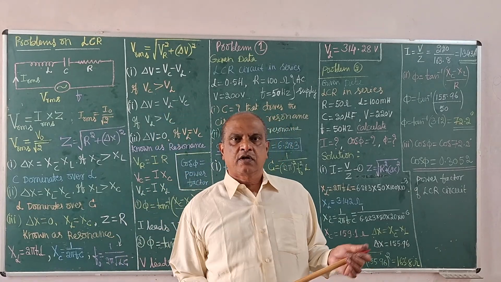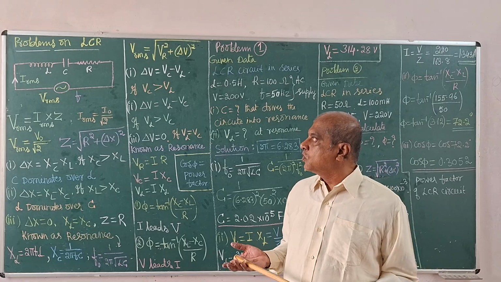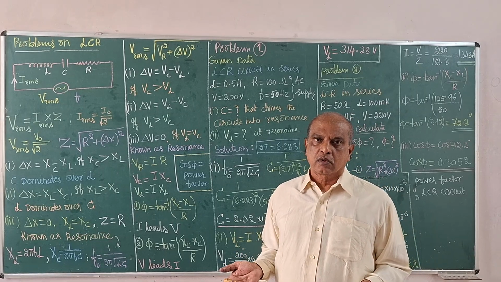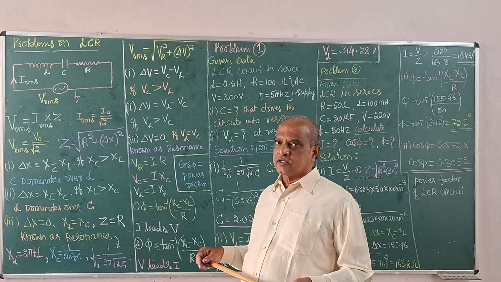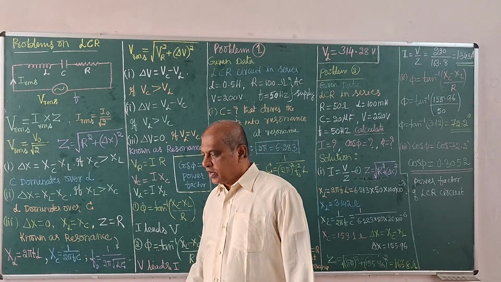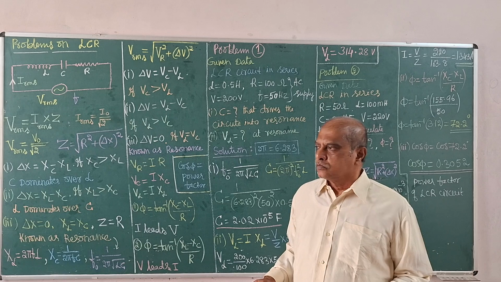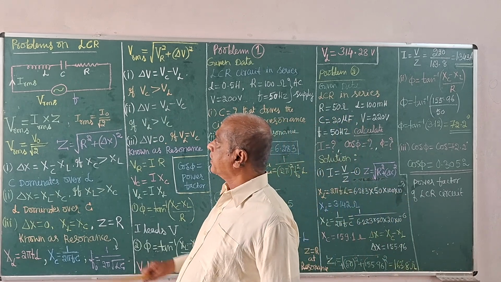Problems on LCR. Let me brief you on LCR again. It is the series configuration. LCR is in series, supplied with an AC source. That AC source has the voltage V and the current I.